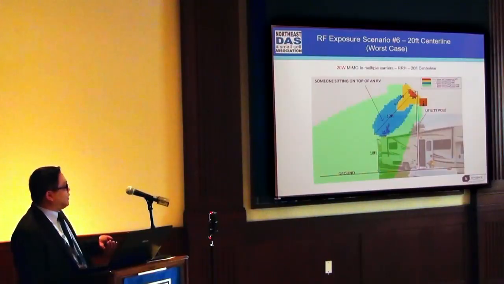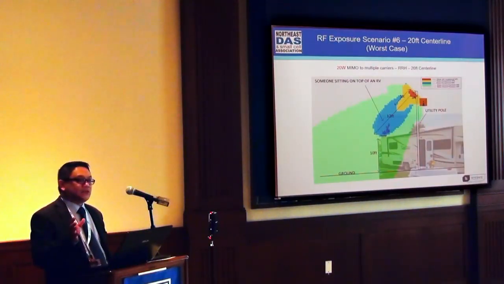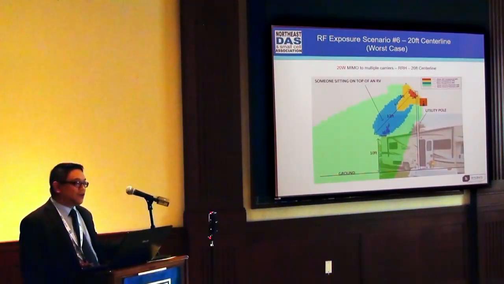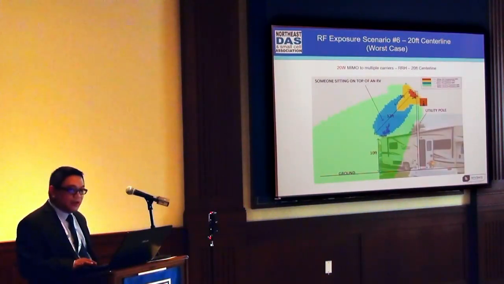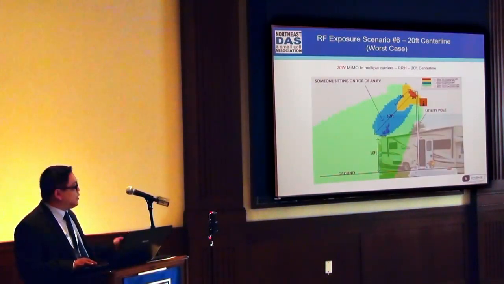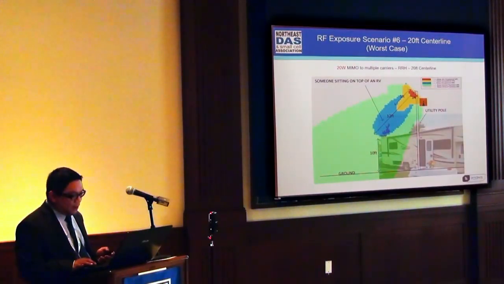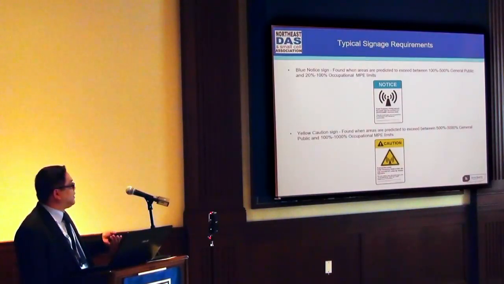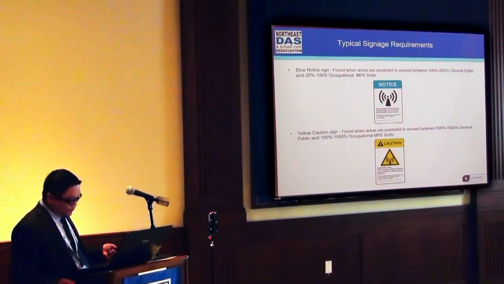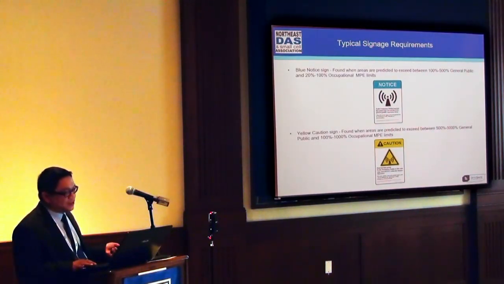So bottom line, when you're looking at your design, it is an afterthought to look at EME levels, but in reality, you should really be looking at EME levels so that your design will actually pass RF compliance. Now, what are the different signs that are being provided? There's the notice sign, there's the caution sign. Again, these are known by the carriers, and these are the ones that they want to be posted.